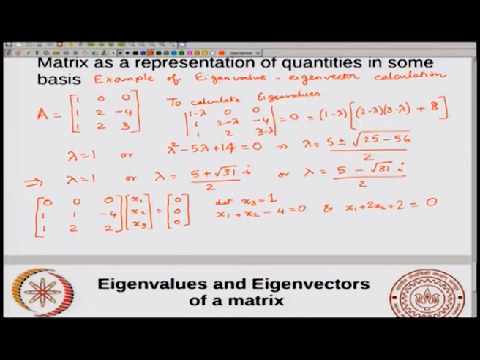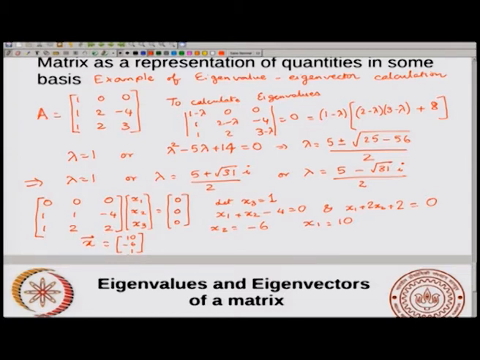You can go ahead and just subtract these equations. So what you will get is x2 equal to minus 6 and x1 equal to 10. So my eigenvector corresponding to this is given by 10, minus 6, 1. Notice that I had to choose one of them arbitrarily. In this case I just chose x3 equal to 1. I could have also chosen x1 equal to 1 or x2 equal to 1, and I would have got all these other quantities scaled. So basically my eigenvectors are proportional to this 10, minus 6, 1.